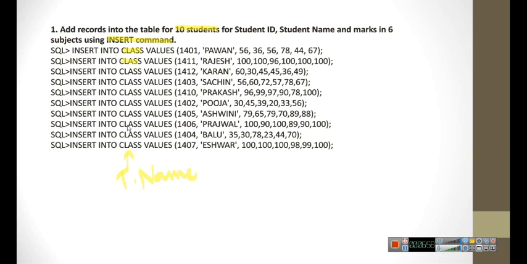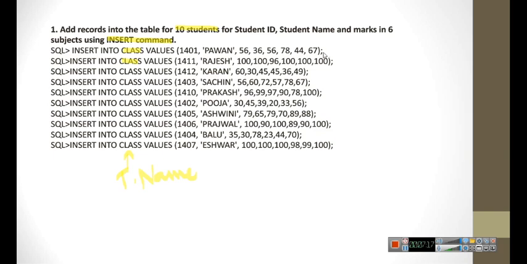So this is your table name. Insert into class values is a keyword. Opening braces. The first field is your register number, comma. Within single quotes you give the name, comma, and then you give 6 subject marks separated by commas, closing braces and a semicolon.